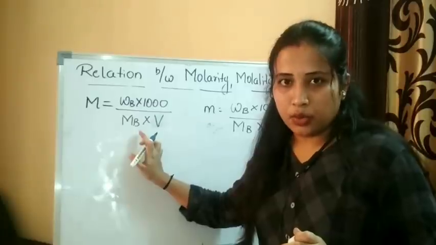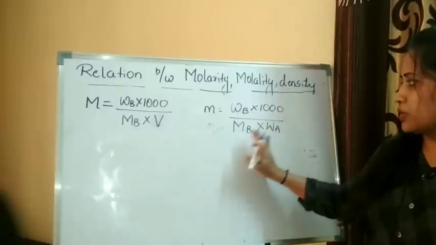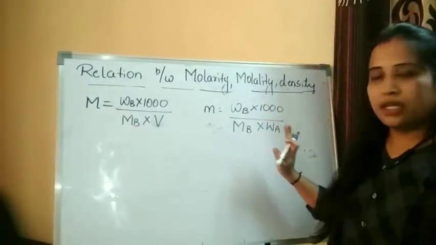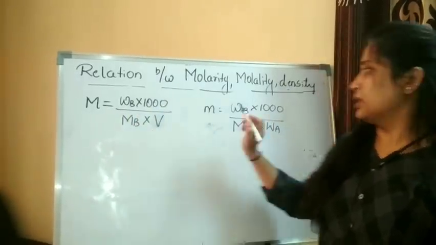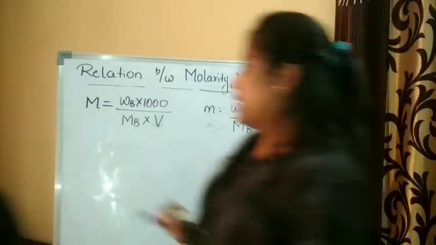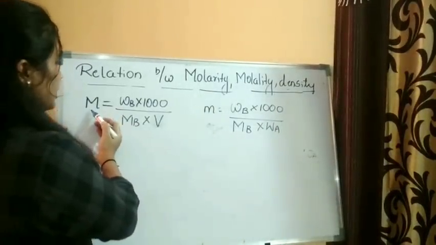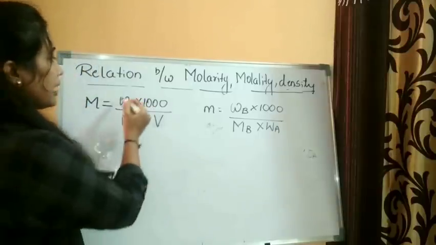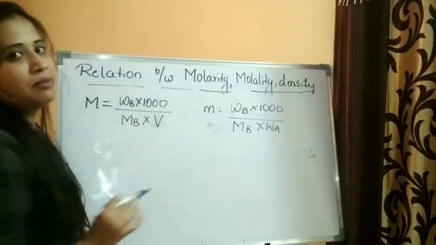B is nothing but the solute here. Okay, similarly molality is nothing but WB into 1000 divided by MB into WA. Okay, when I compare these two, I am getting 3 terms common, that is WB into 1000 by MB. Now I can divide in 2 ways. I can take molarity divided by molality, or else I can take these three terms as common so that I can equate the remaining terms.